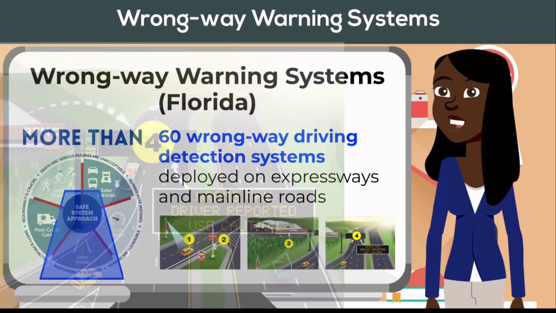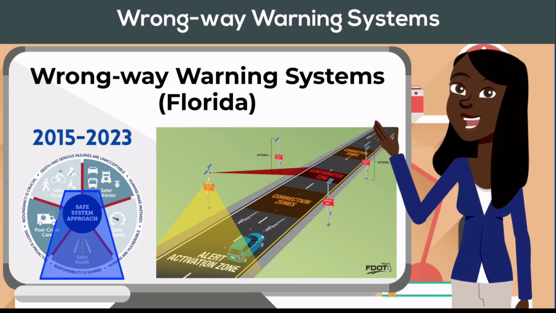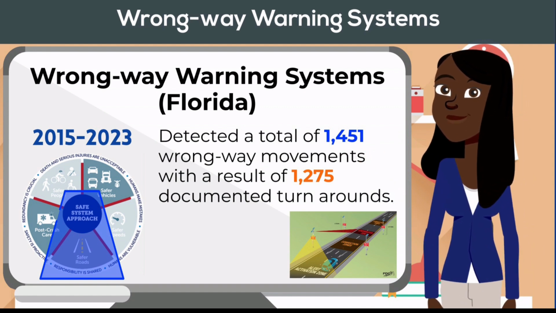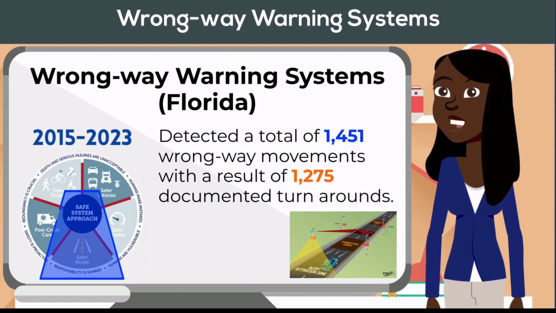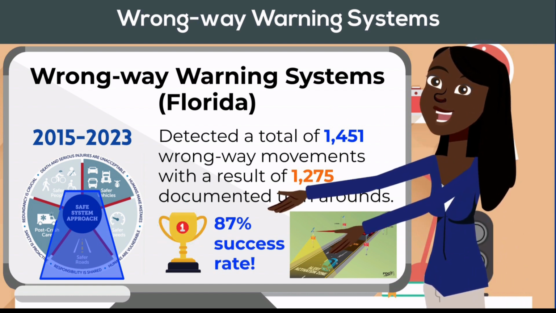4. Alert other drivers. Between 2015 and 2023, Florida DOT systems detected a total of 1,451 wrong-way movements, with a result of 1,275 documented turnarounds from the system alone. That's an 87% success rate.